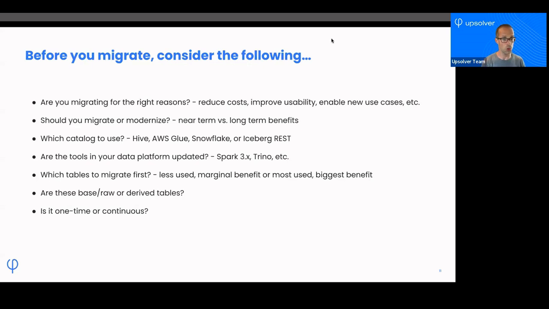Should you migrate or should you modernize? Migrate, the way I see it, is taking what you've got and porting it to a new format, like taking a Hive table and moving it to Iceberg. Modernize says, let's look at the entire thing and say, instead of just migrating the table format and the structure, should we migrate from Hive compute to Spark? Should we go from a Hive Metastore to an Iceberg REST catalog, right?